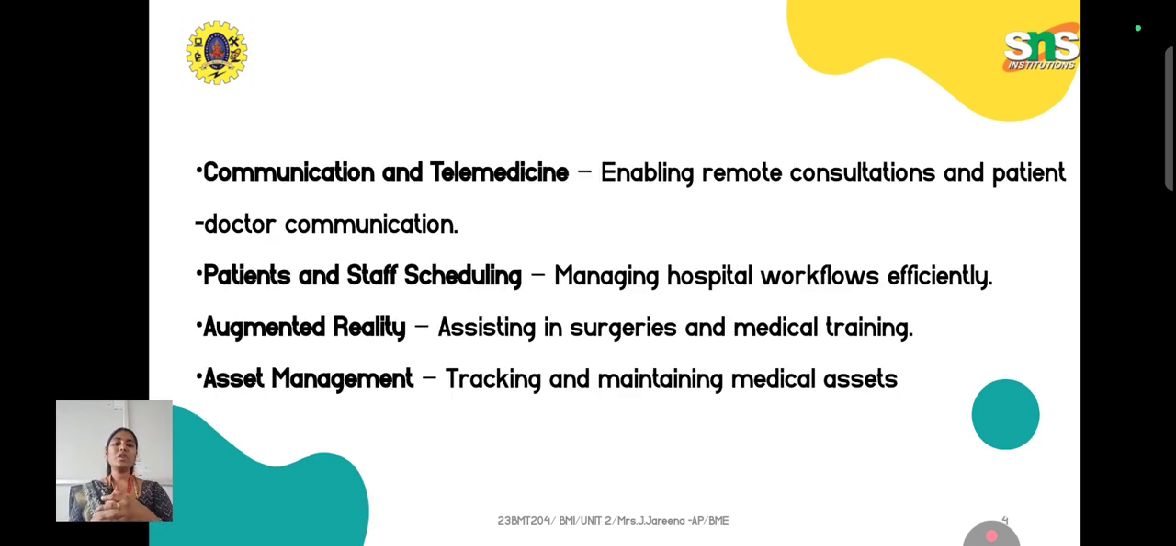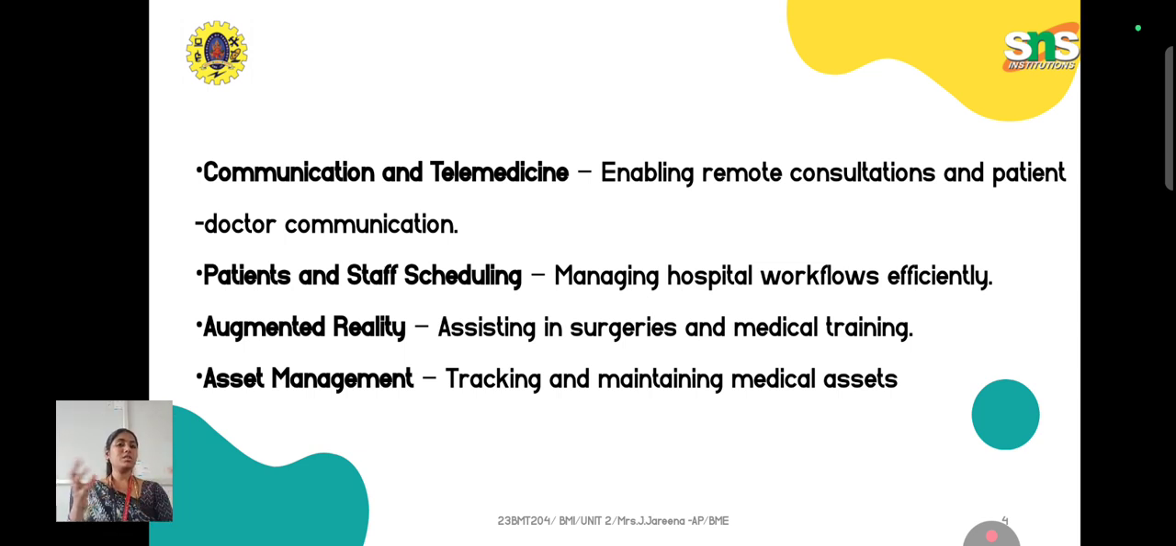Next one is communication and telemedicine. This is the most important and trending research area, because communication and telemedicine is nothing but promoting the quality of health over remote areas. Okay, the patient will be at one end, and the healthcare professionals or doctors will be at the other end.